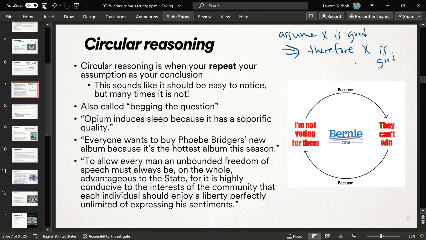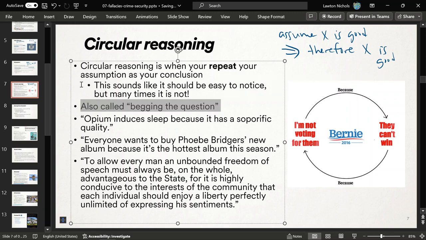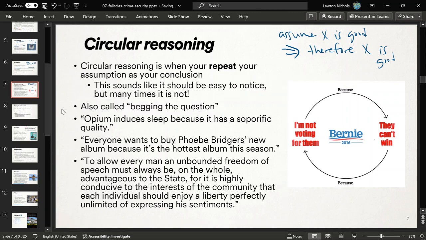Sounds silly. Sounds like you'd notice it, but it is hard. So another word for this is begging the question. A lot of times, people will use circular reasoning, and they'll hide behind large words. So let's have some examples of that. That's the easiest example of circular reasoning.